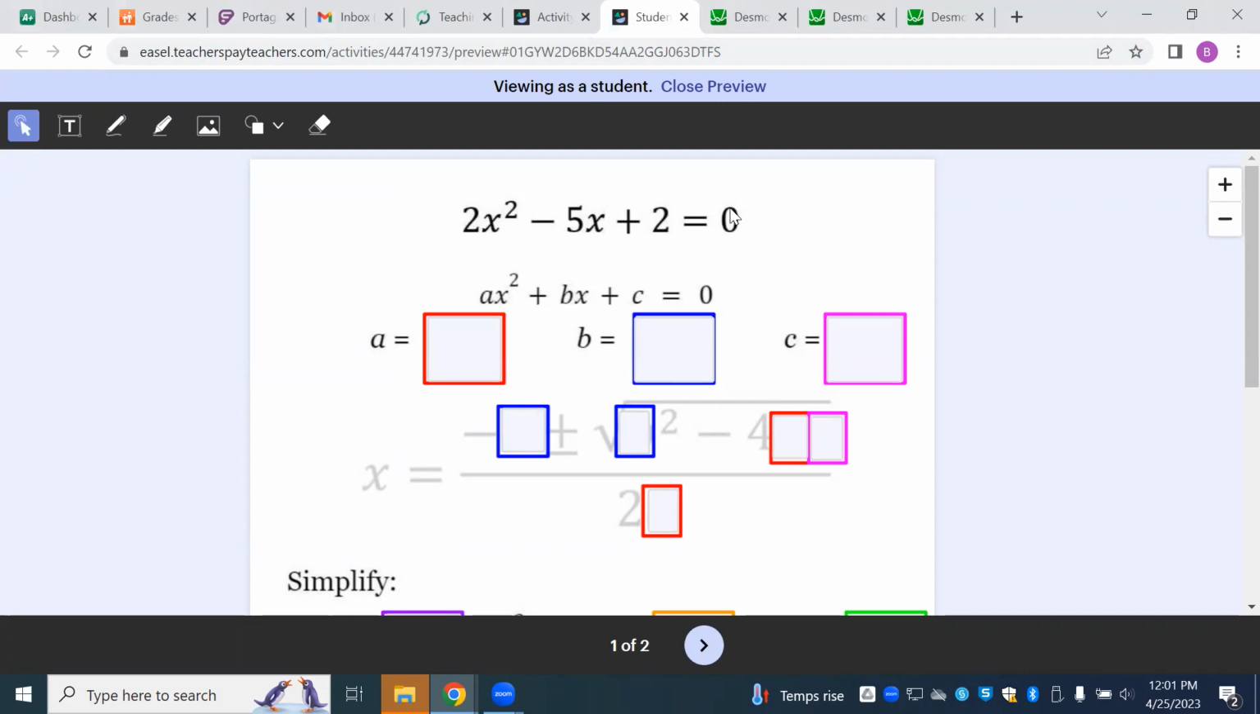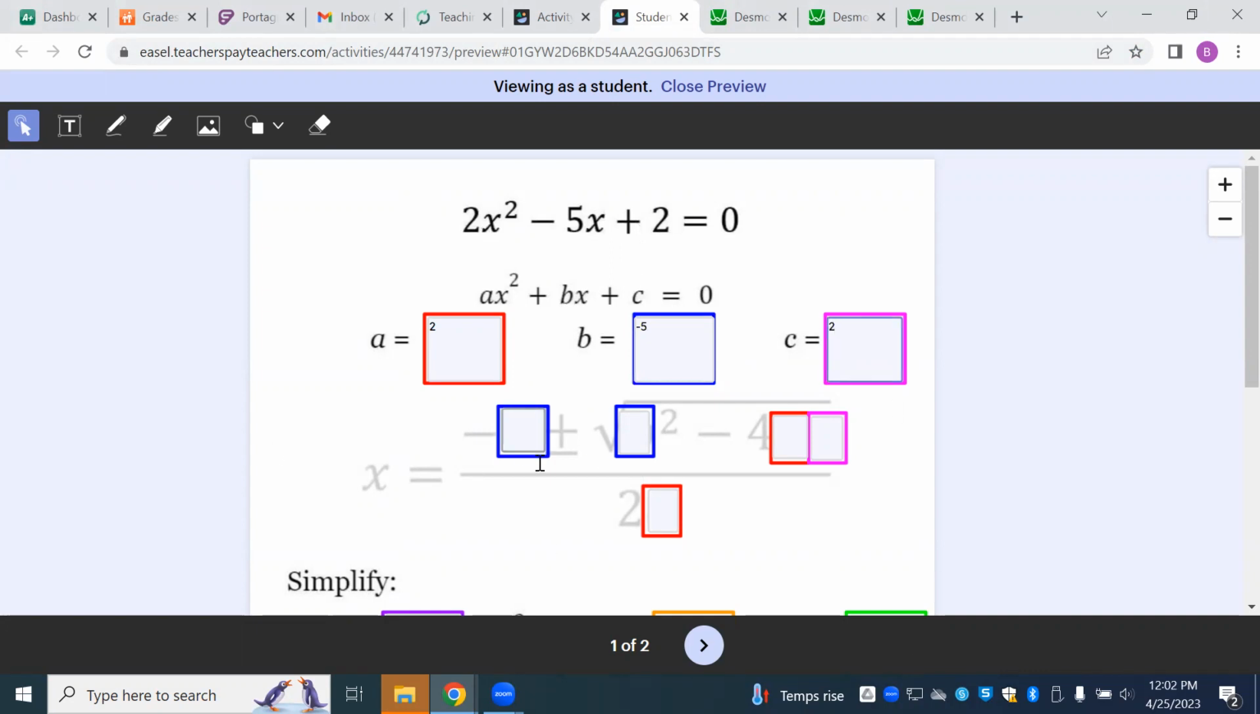So this is the question we're looking at. The first thing we're going to do is find our a, b, and c. So our a is going to be 2. It's the number in front of our x squared. Our b is the number in front of our x, or the coefficient. So be careful with your sign. That's going to be -5. And your c is your constant, or the number without a variable at the end. That's going to be 2.